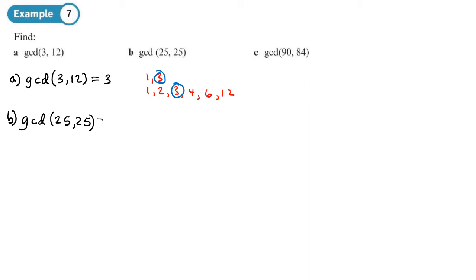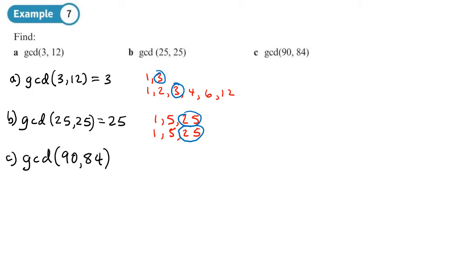Well, that's just the number itself, 25. So again, if I listed the, I shouldn't say factors, divisors of 25: 1, 5, 25 for both numbers, then yeah, again, the greatest common divisor is just 25. And then the last example, the greatest common divisor of 90 and 84.